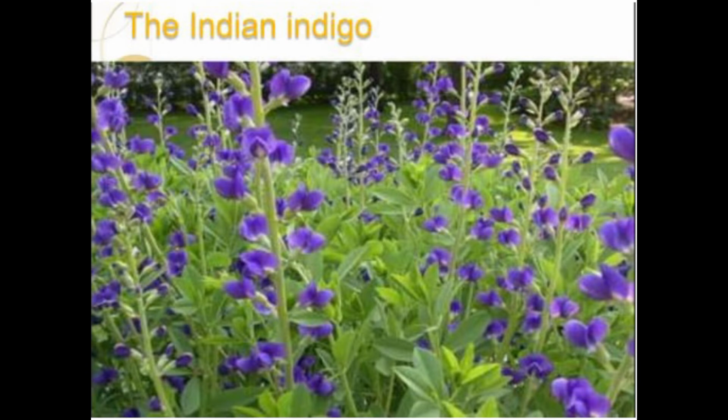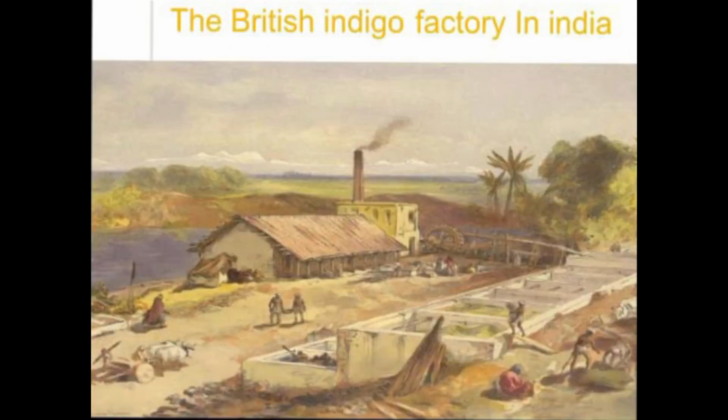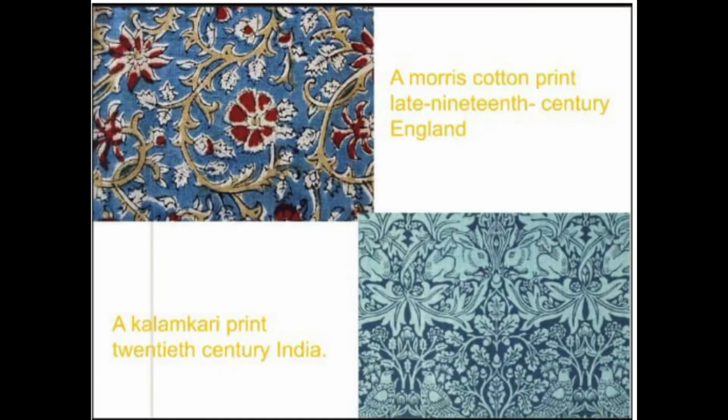This is indigo, the crop of indigo. This is the British indigo factory in India. You can see the planters. They had to toil hard, and that's a print of cotton and silk, the Kalamkari print.